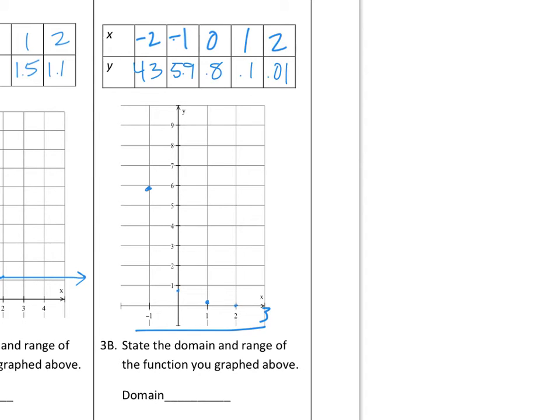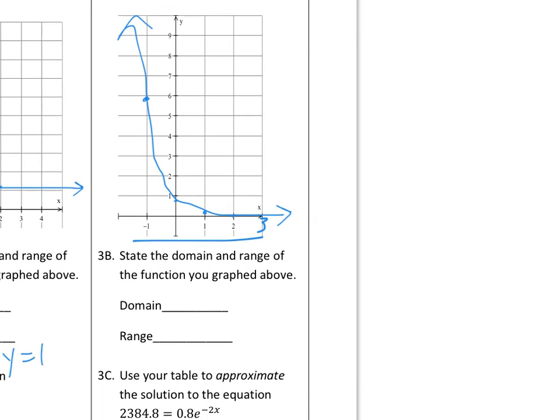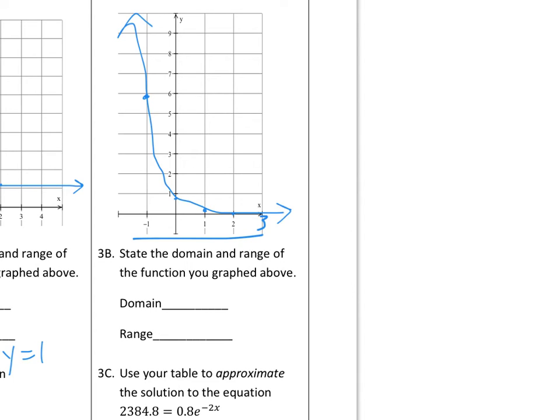So our line for this one, there we go. Domain is all real numbers. Range is y is greater than 0. And the asymptote is y equals 0.